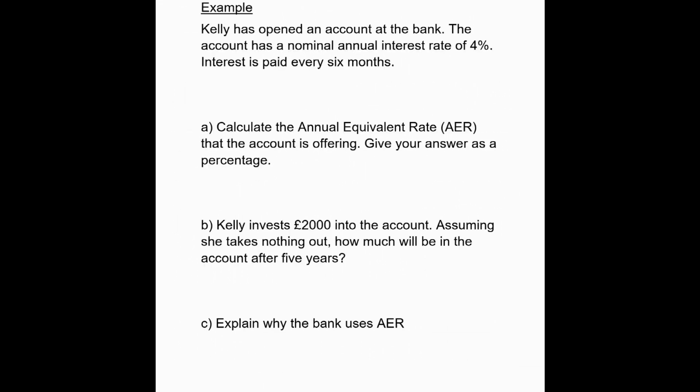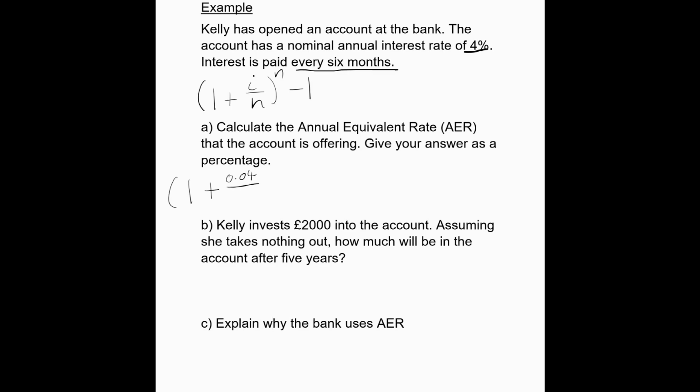Here's an example. We want to work out the annual equivalent rate when Kelly has opened a bank account with nominal annual interest rate 4% and interest is paid every 6 months. So just to remind ourselves, the formula for AER is 1 plus I over n to the n, all take away 1. To work out the annual equivalent rate, I'm going to write 1 plus, now instead of I, I'm going to write 4% as a decimal. Remember, I always needs to be as a decimal, which is 0.04.